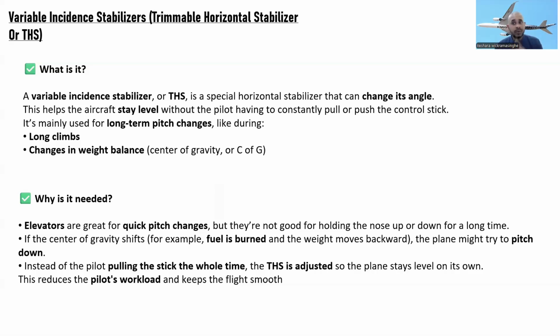But they are not good for holding the nose up or down for a long time. The elevators cannot hold the nose up or nose down for a long time. If the center of gravity shifts, for example, fuel is burned and the weight moves backwards, the plane might try to pitch down. So instead of the pilot pulling the stick the whole time, the THS is adjusted so the plane stays level on its own. This reduces the pilot workload and keeps the flight smooth. That is the purpose.